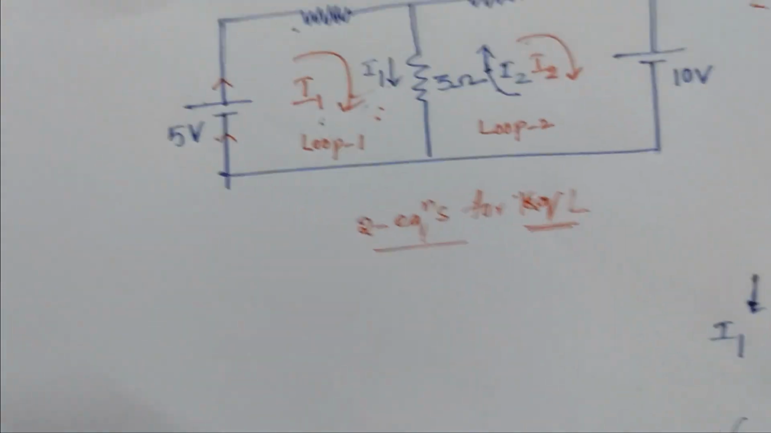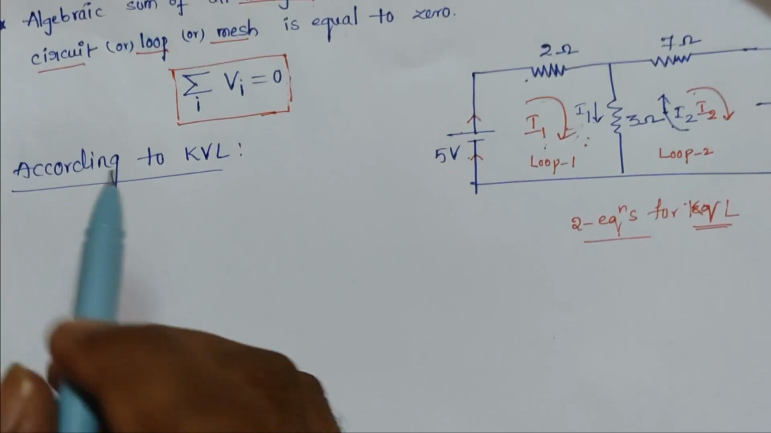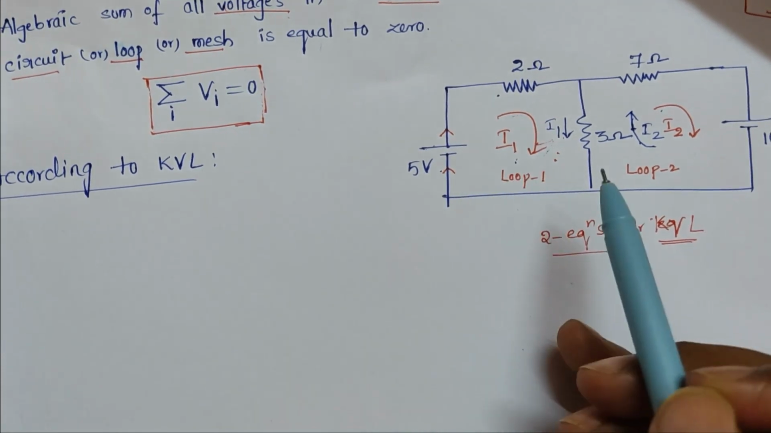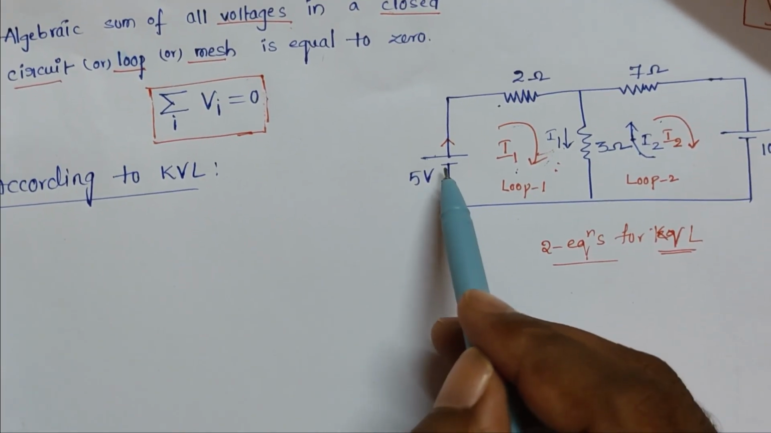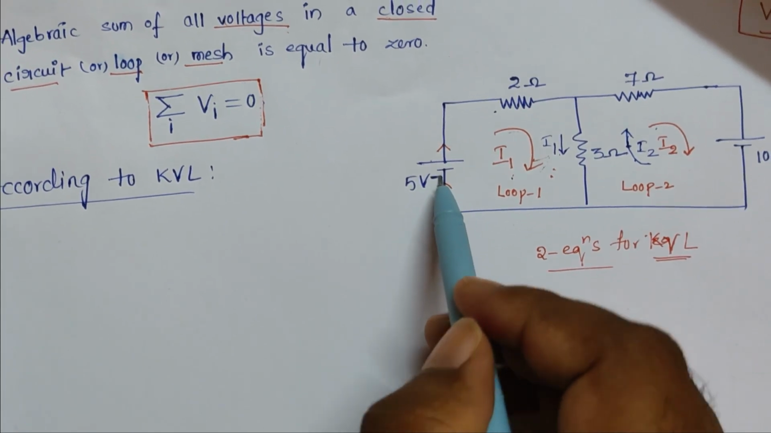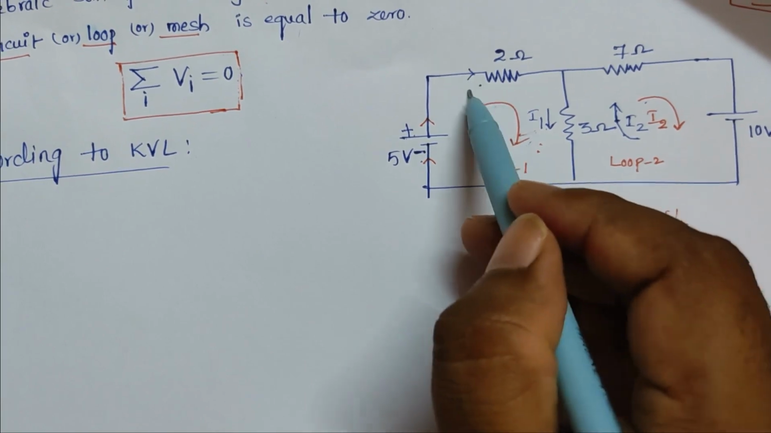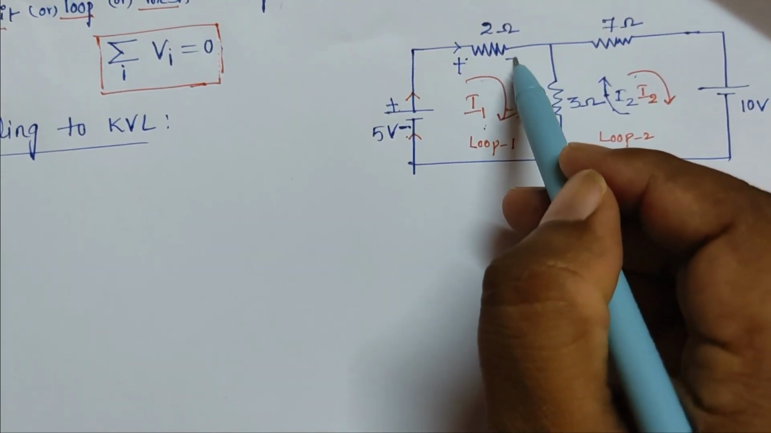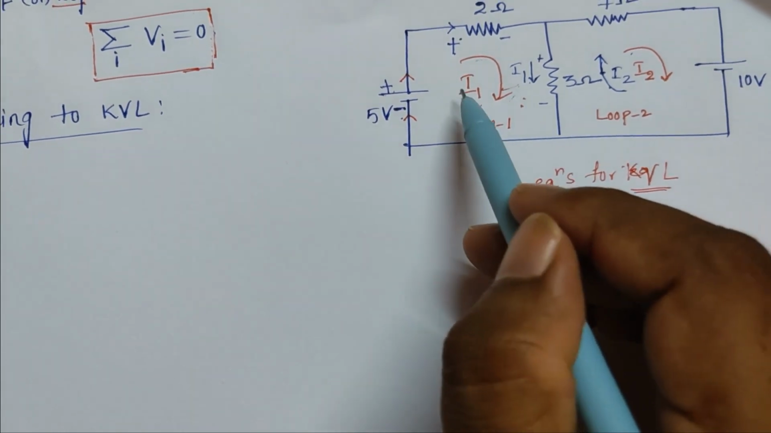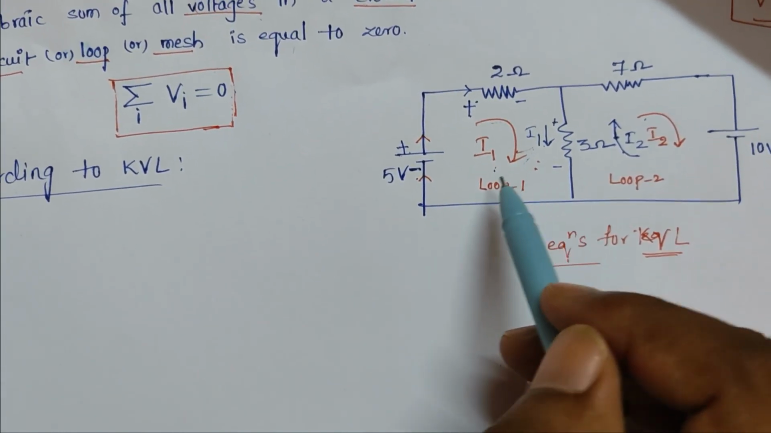Now let us write down the expressions using KVL. According to KVL, I am going to write the voltage expression in the first loop, considering the first terminal of each element. Here the first terminal is the negative terminal and this is the positive terminal of the battery. Current enters the positive terminal of the resistor, so this is positive and this is negative for I1. These are the parameters for the first network. Now I am going to write it.